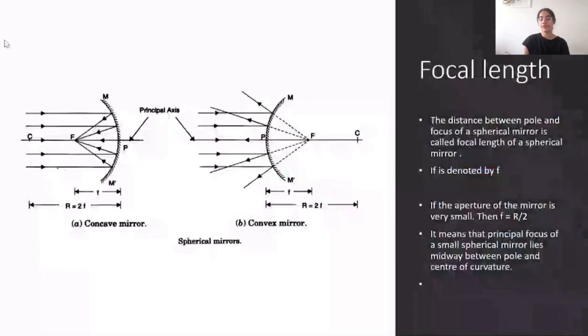Now, what is the focal length? We have discussed what the center of curvature is, what the pole is, and now we know what the principal focus of a spherical mirror is. Principal focus is represented by capital F. The pole is the point on the reflective surface which divides the spherical mirror into two equal halves. The distance between the pole and the focus of a spherical mirror is termed the focal length of a spherical mirror.